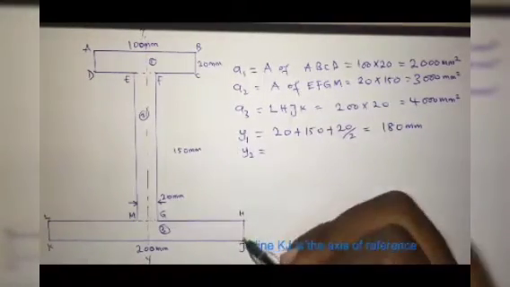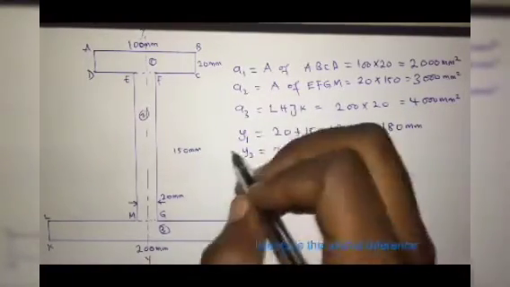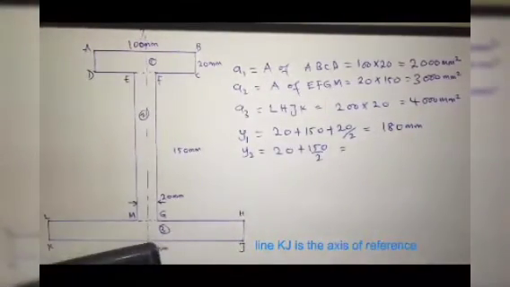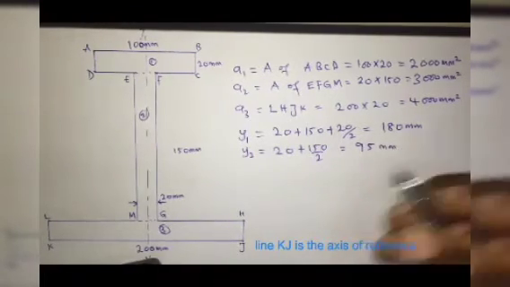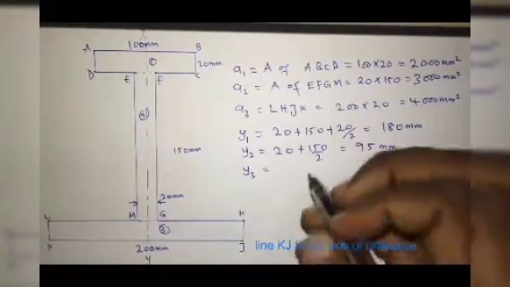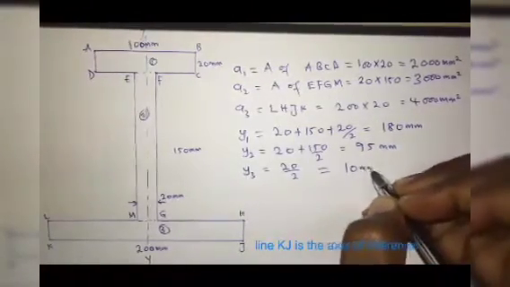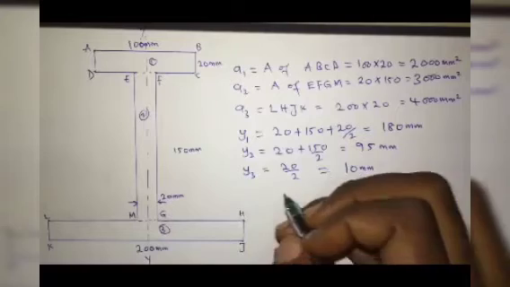So let's move to y2. The y2, in the second rectangle EFMG, needs the distances JH, which is 20, plus half of GF, which is 150. Adding everything gives us 95 millimeters. Then y3 is just half of JH, which is 20 over 2. So 20 over 2 is 10 millimeters. We are done with that.